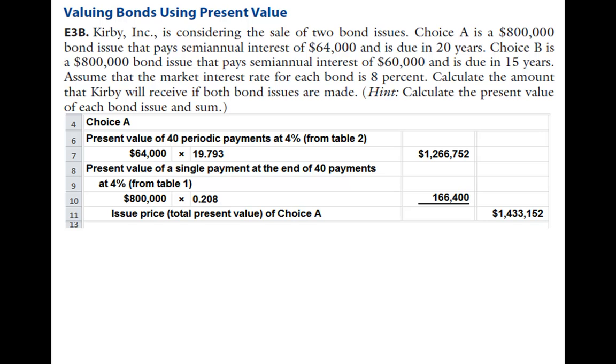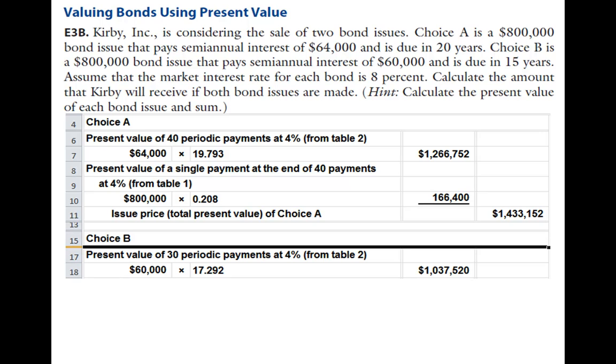$1,433,152. Keep in mind that the way a bond issue works is the face amount is paid back at the end. It's a sense of borrowing the money, and then interest payments also have to be made, which is why we have to calculate both.